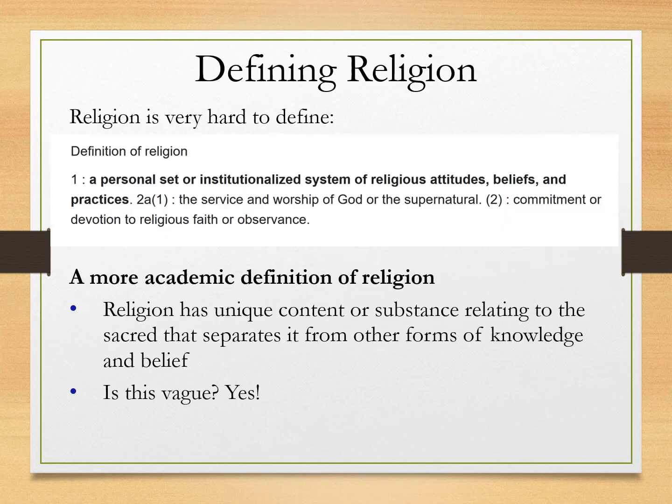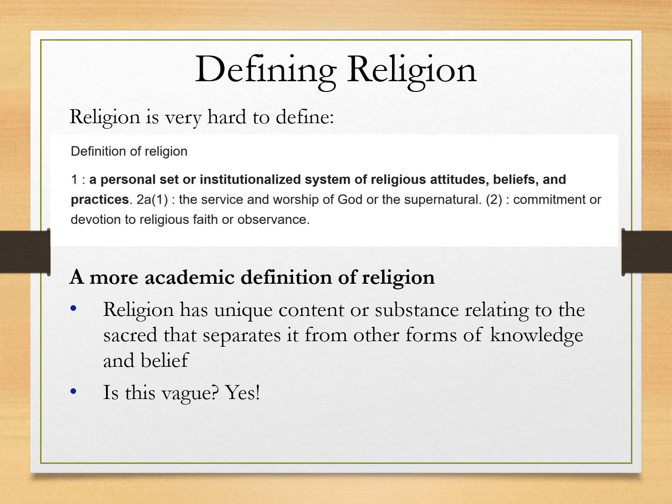Religion is very hard to define. A dictionary definition of religion is that it is a personal set or institutionalized system of religious attitudes, beliefs, and practices. It could also be defined in the dictionary as the service and worship of God or the supernatural, or a commitment or devotion to religious faith or observance. Now, those are all pretty darn vague, and additionally, as we'll go through in the following slides, none of those three definitions actually apply to all world religions.